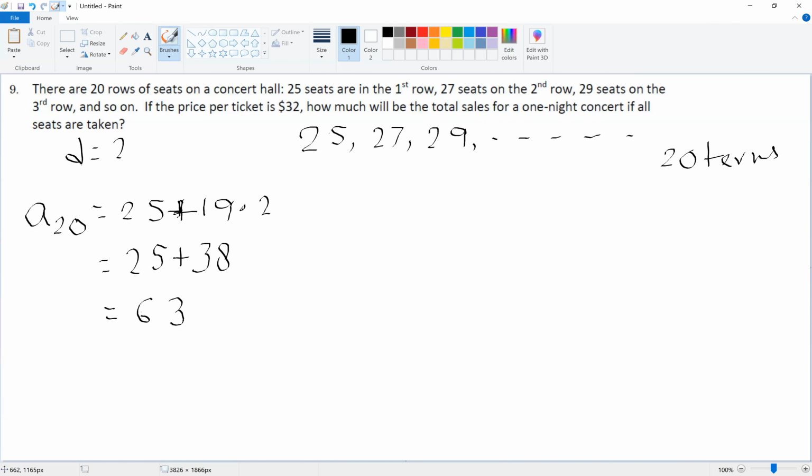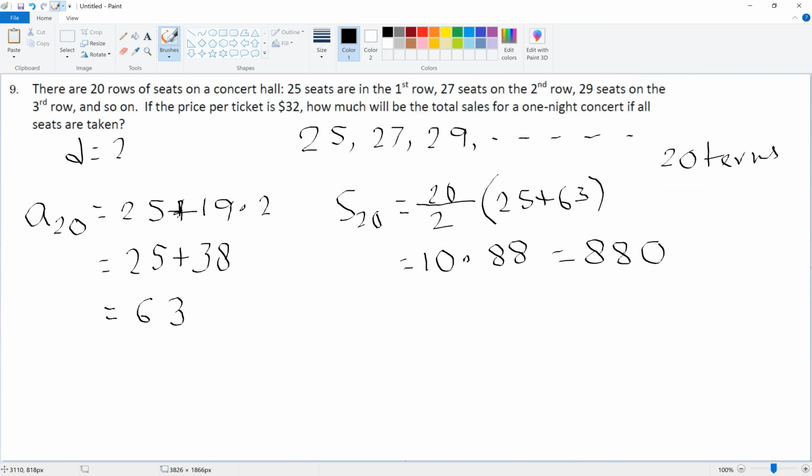And after that, I plugged it into the summation formula. S20 equals 20 divided by 2, which is the total number of terms, times 25 plus 63, or U1 plus UN. And when I solved that out, I got 10 outside the parentheses times inside the parentheses, which is 88, and that is 880. And after this, I just multiplied that by 32 because each seat is $32, and I got $28,160.